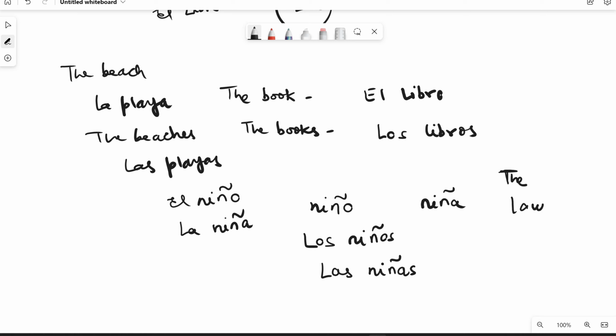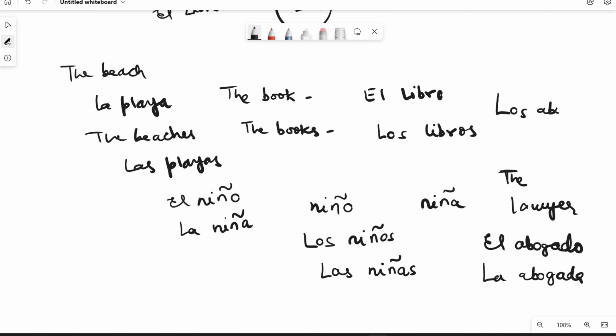The lawyer, el abogado. And if that lawyer was feminine, then la abogada. If I was saying the lawyers, los abogados. If all the lawyers were feminine, las abogadas. So remember this, whenever you use a definite article in Spanish, you always have to change it with the number and the gender of the noun.